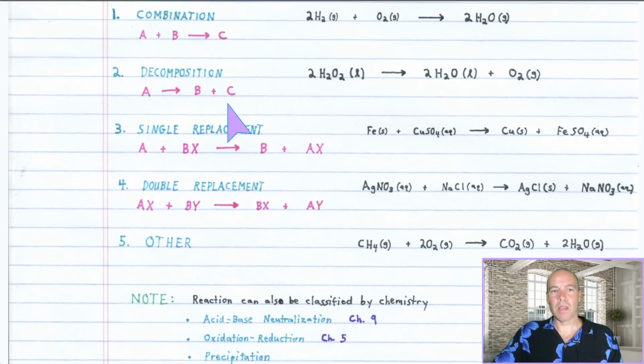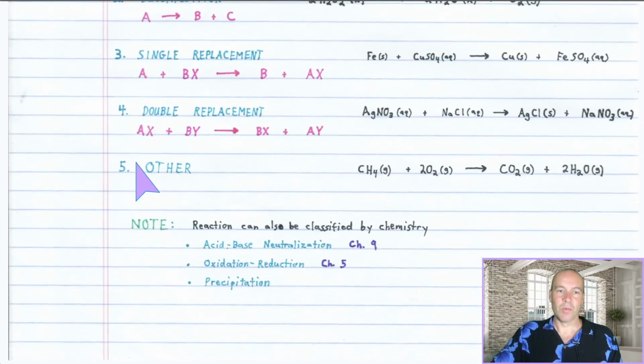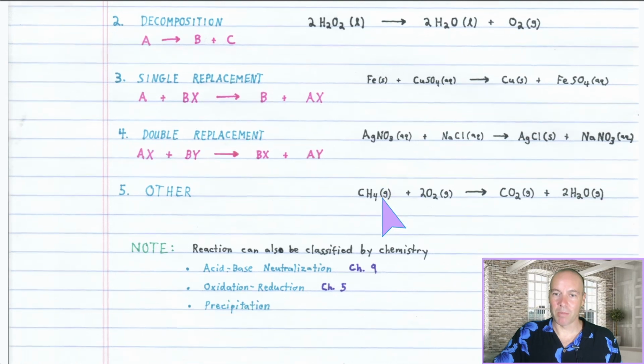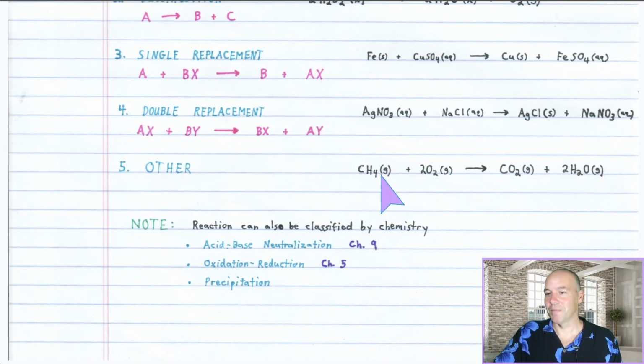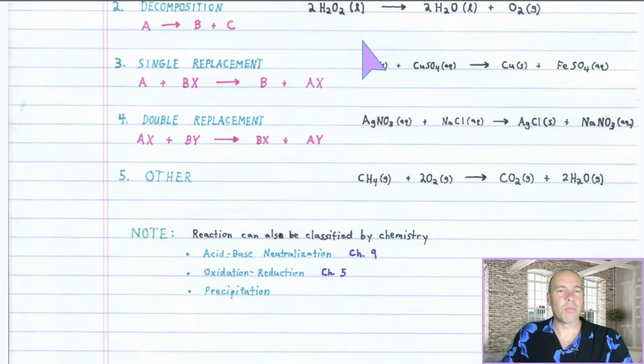And if your chemical reaction doesn't fit into any of these categories, then we'll just list it in the other category. And those combustion reactions we saw are in the other category. So, methane combustion doesn't really fit any of those. You're not combining, decomposing, single replacement or double replacement. This is just one of the other ones. Now, this is one method to classify chemical reactions, and there are other methods as well.